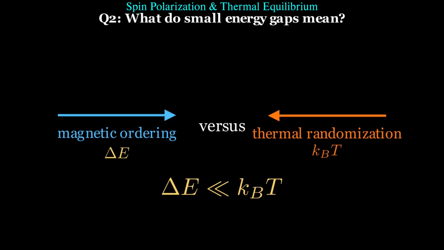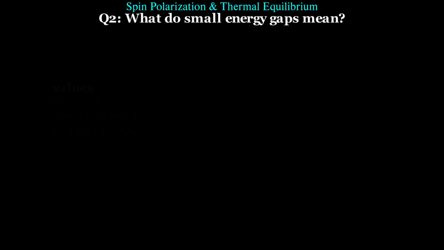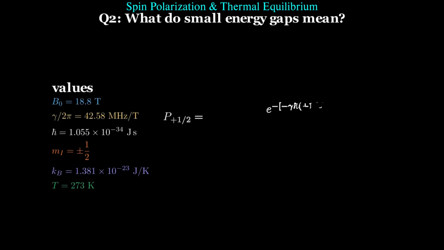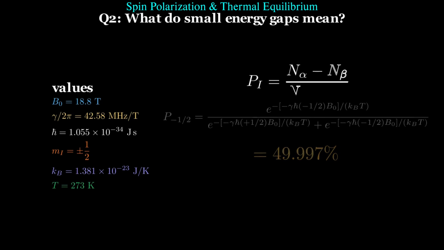Let's show that mathematically. If we want to describe the actual probability of finding a spin in each state, we take its energy and divide it by the partition function. So the probability of occupying a particular state is this equation here. So again, let's use hydrogen 1 in an 18.8 Tesla magnet and 273 Kelvin for T if we're at room temperature. All of this together gives us around a 50.003% chance for lower energy states and a 49.997% chance for higher energy states.